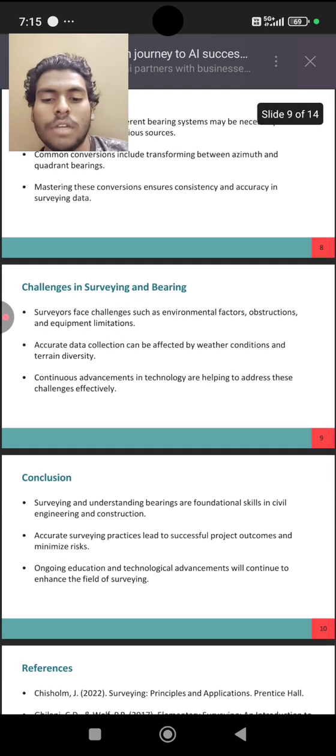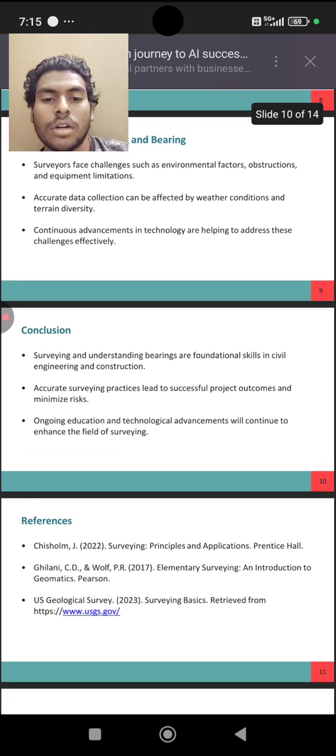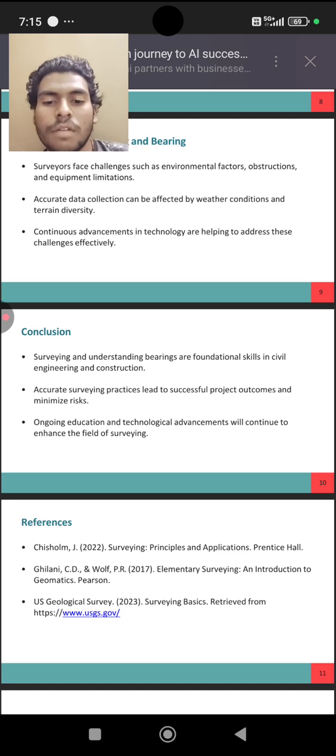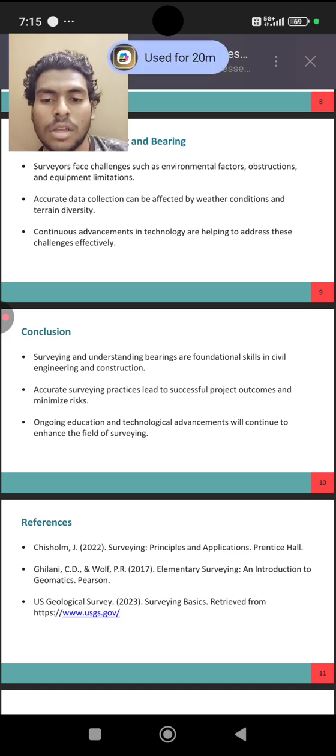Conclusion. Surveying and understanding bearings are fundamental skills in civil engineering and construction. Accurate surveying practices lead to successful project outcomes and minimize risk. So these are very important for the success of projects and to minimize risk. Ongoing education and technological advancements will continue to enhance the field of surveying.